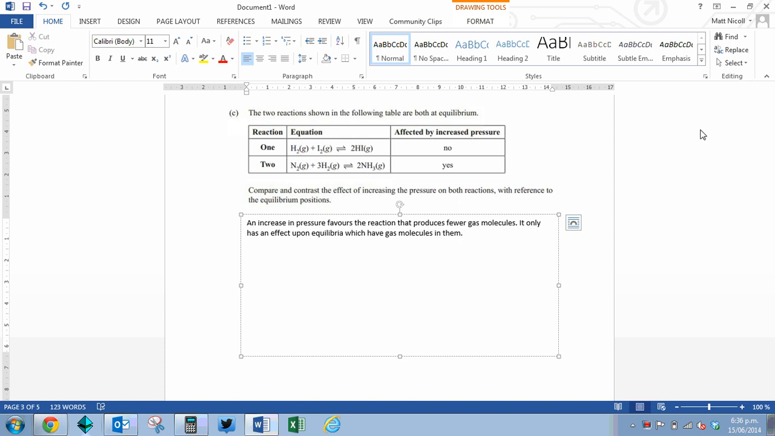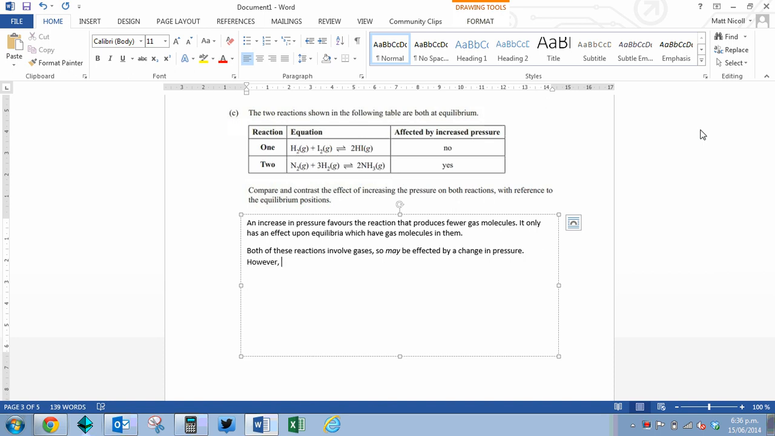Okay, it says compare and contrast. So I'm going to do the comparison first. Both of these reactions involve gases, so may be affected by a change in pressure.